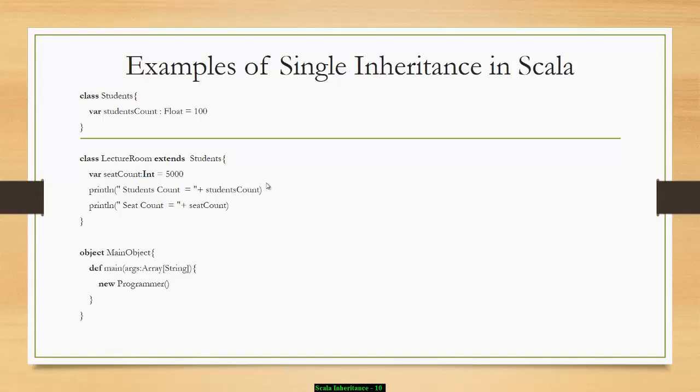I am just printing it out, and I am creating one main object. Then in that, I am creating one main method and creating one object of that class. Let's see what the output of these is. We will work through these examples and see how inheritance works in Scala.